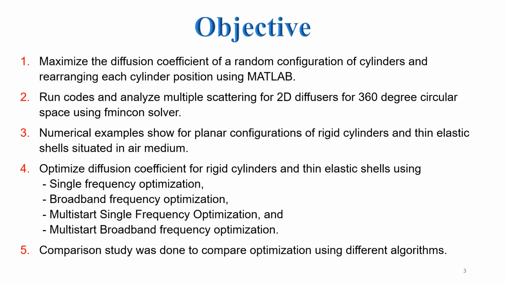The objective of this project is to maximize the diffusion coefficient of a uniform configuration of scatterers. This would be done by modeling and analyzing multiple scatterers for two diffusers using MATLAB fmincon solvers. Many different configurations would be used for rigid cylinders and elastic shells in an air medium.